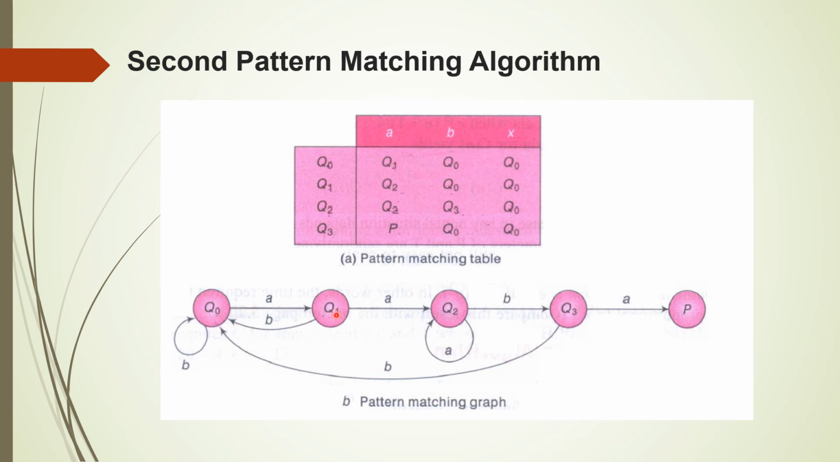If you want to say the pattern is present in the text, the next character must also be A in the text. So instead of A, if you get B, then you have to go back to the state Q0 and again start comparing the characters of the pattern with the text. Assume that you have obtained two A's in the text. Two A's of the pattern are matched with the text. So we have reached the state Q2.